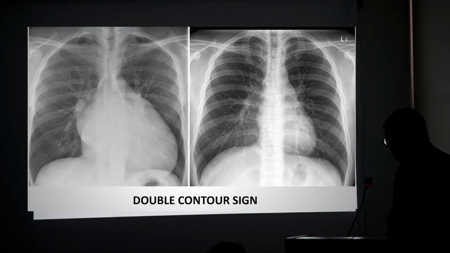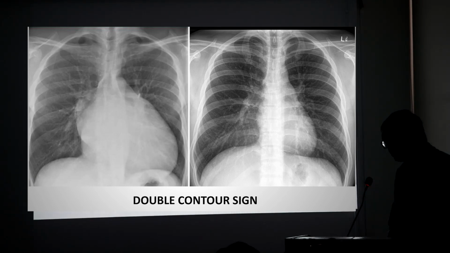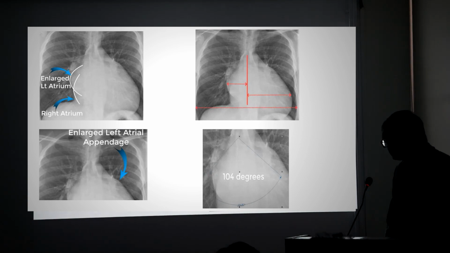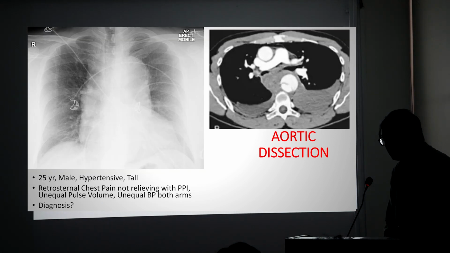Now this is a classical X-ray of mitral stenosis. Double contour sign. This is a normal X-ray, and here we can see there's a double border, right heart border. The upper one is the left atrium and the lower one is the right atrium. So, enlarged left and right atrium. Similar sign, this is a double density sign. The inside one is the left atrium and outside is the right atrium.